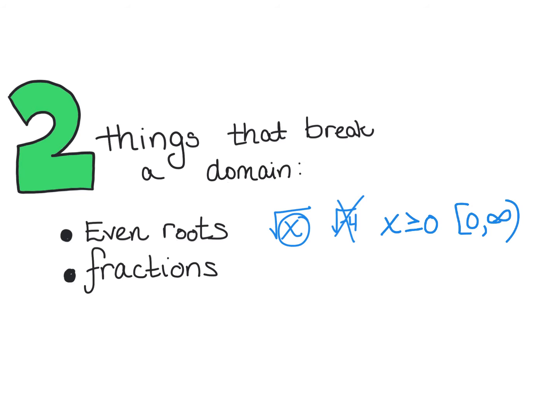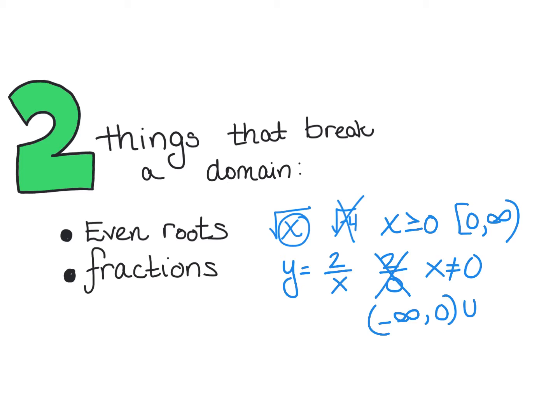I also have to be careful if I have fractions, meaning if I have a variable really in the denominator of a fraction. So if I have a function like y equals 2 over x, x can be anything, but I have a problem if x is 0 here, because 2 divided by 0, we know that's undefined in mathematics. So I've got to say that everything's cool as long as my domain is not 0. In interval notation, that would be from -infinity to 0, union 0 to positive infinity, showing that everything but 0 is included.